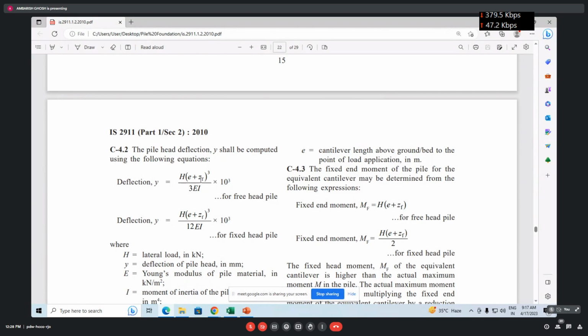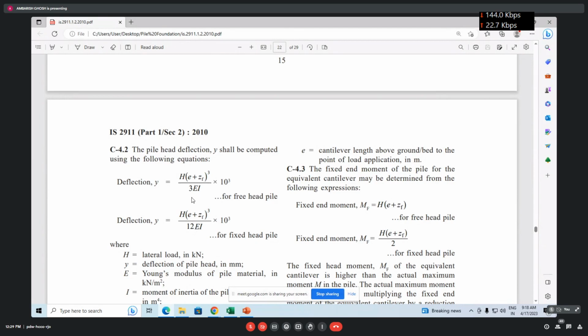So in your case, you will put E equal to 0, ZF equal to, you have got 5.3, and Y, code has recommended that this will be 5 millimeter. I am coming to that point. Now, this is for free head pile, and for fixed head pile, it is PL cubed by 12EI, because in case of fixed head pile, it will take more load. So in fixed head pile, you will be using this formula, and for free head pile, you will be using this formula.